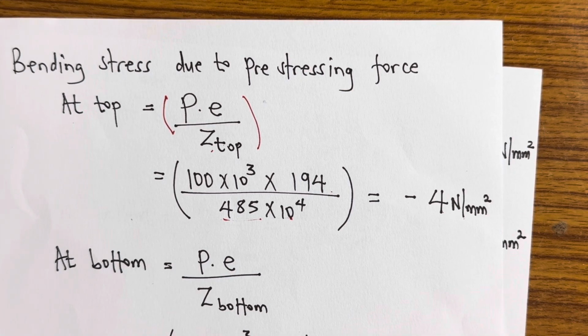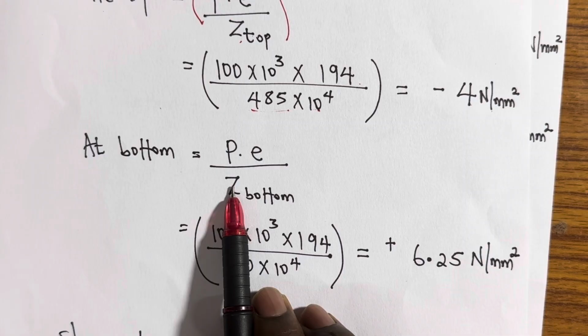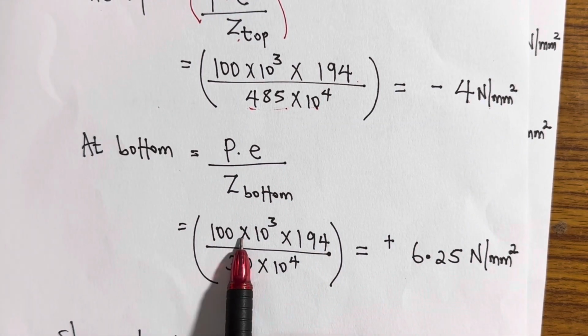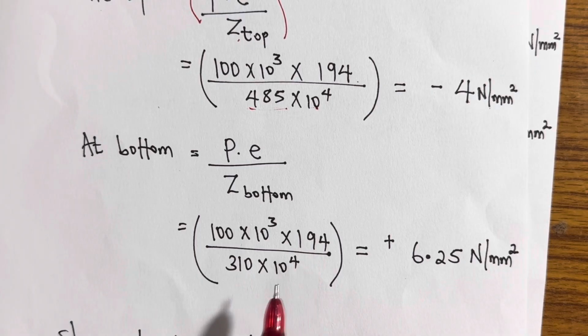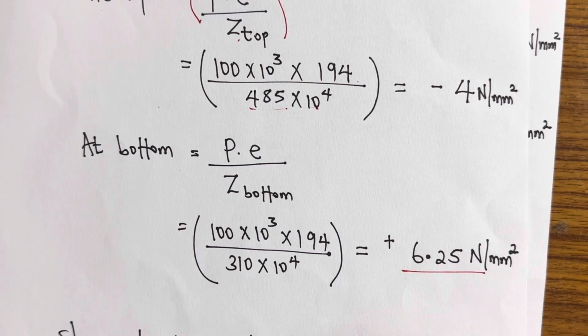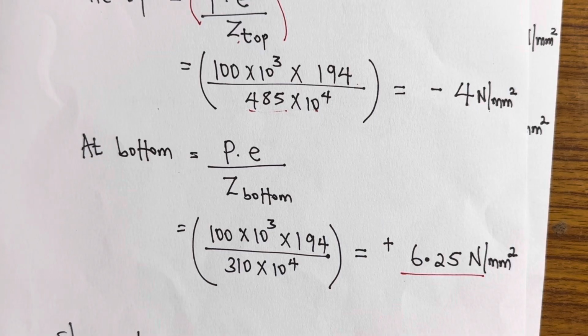Okay. So let's proceed and get it at the bottom. At the bottom, the formula is PE divided by Z at the bottom. So our P remains the same, our E remains the same. Then the Z at the bottom is 310 times 10 to the power 4. The answer is coming to positive 6.25 Newton per mm square. We're done with bending stress due to prestressing force.